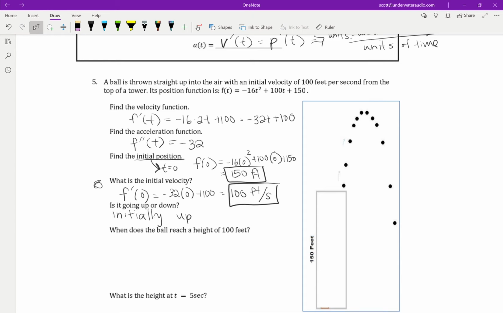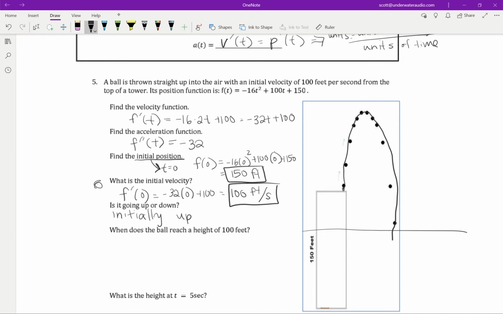And it is very helpful in this problem because I know that at 150 feet, that's where I'm starting. So if I want to know when the ball reaches 100 feet, it's going up at first and it'll make a little peak and then it'll go back down. So I'm looking for right in here somewhere. So it will only happen once that it gets to a height of 100 feet.